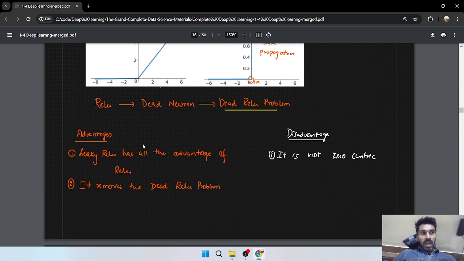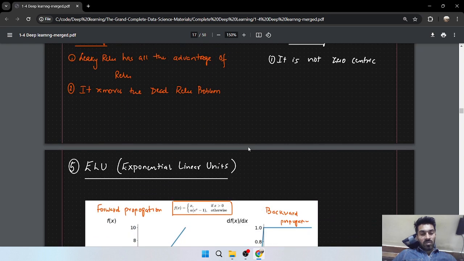Most of the time, 90 to 95% or 99%, in between layers we can use ReLU or leaky ReLU as an activation function because it gives good accuracy as compared to any other activation function. But the disadvantage is that it is not zero centric, so the weight updation will not be as effective, but it is good.